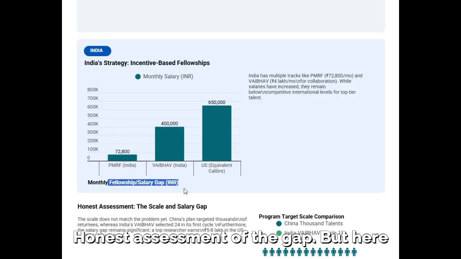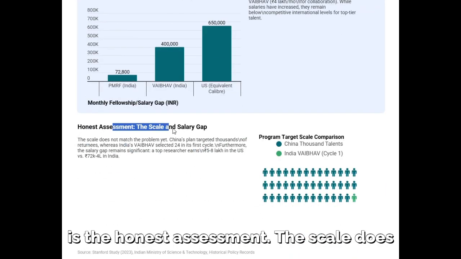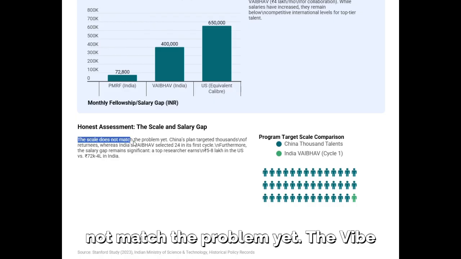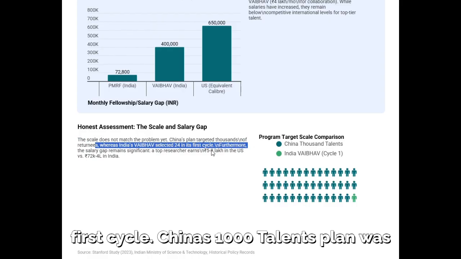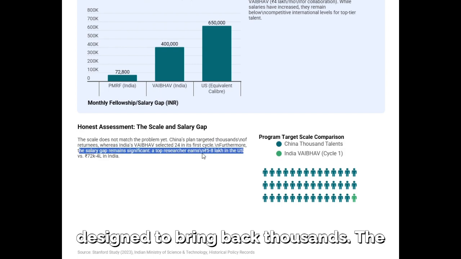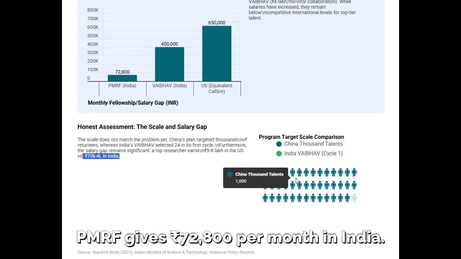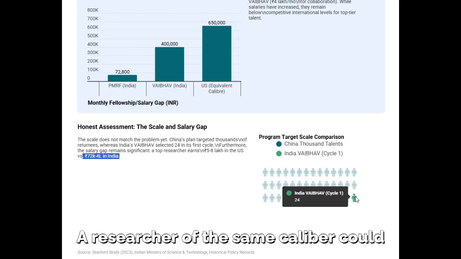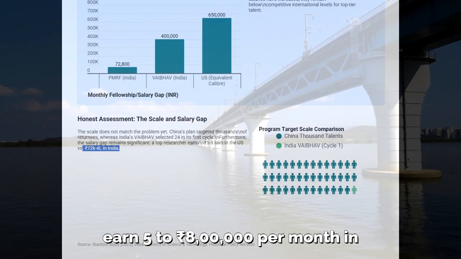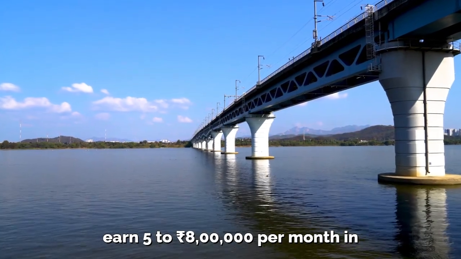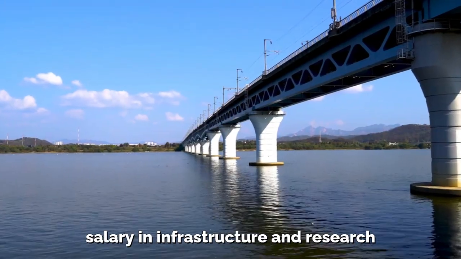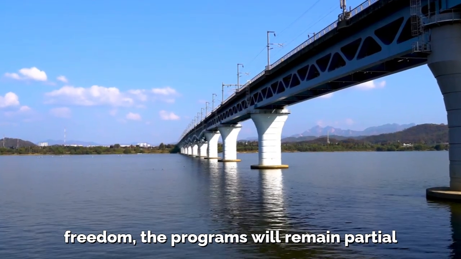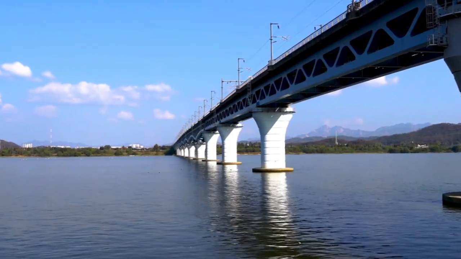Honest assessment of the gap. But here is the honest assessment. The scale does not match the problem yet. The Vaibhav Fellowship selected 24 people in its first cycle. China's 1000 Talents Plan was designed to bring back thousands. The PMRF gives 72,800 rupees per month in India. A researcher of the same caliber could earn 5 to 8 lakh rupees per month in the United States. Until the domestic opportunity is genuinely competitive in salary, in infrastructure, in research freedom, the programs will remain partial solutions.